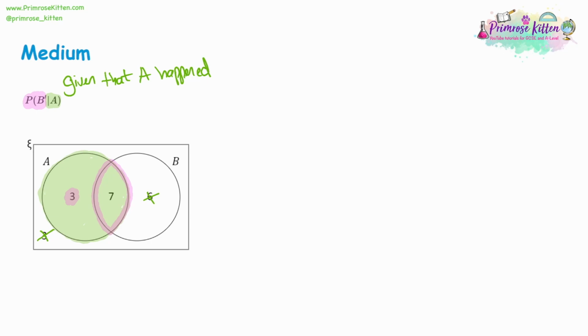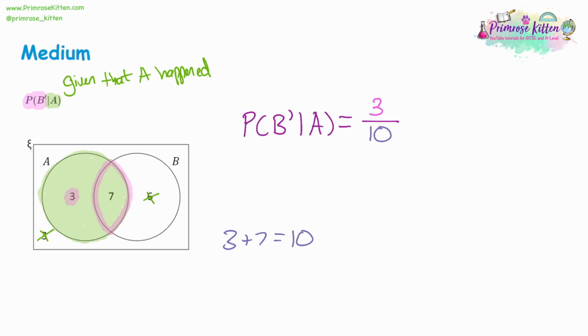So what do we write down for our answer? The probability of getting not B, given that A's happened, is going to be, so we've spotted a 3. The 3 is the only number that's not in set B, given that we've discarded everything that's outside of set A already. What do we have as our denominator? Well, all we have left in the diagram is the 3 and the 7, which gives us 10. It's actually going to be a 3 out of 10 chance.